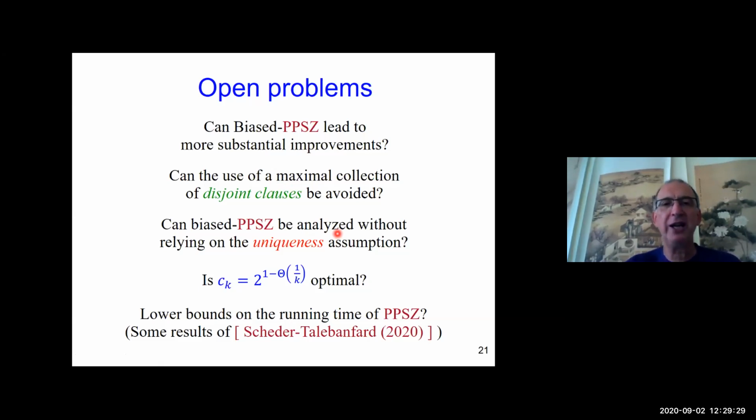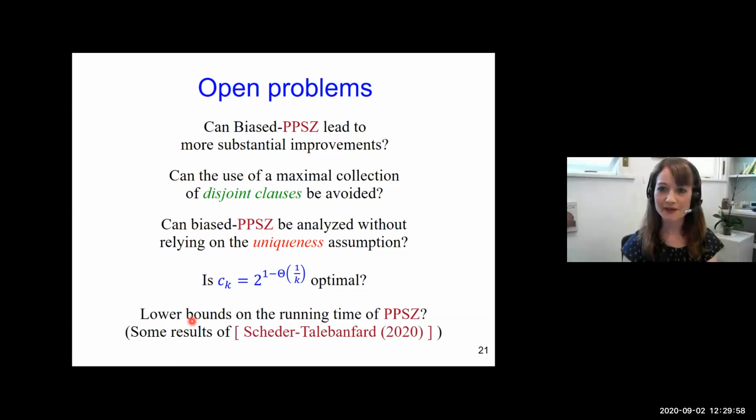Okay, on a maybe more important note, is this the right asymptotic behavior of CK? Or can this be improved? Improving it would be a major problem. And also, all the upper bounds that we have, both for PPSZ and biased-PPSZ, are not known to be tight. So can either the analysis or the lower bounds be improved? Okay, thank you. Thanks a lot.